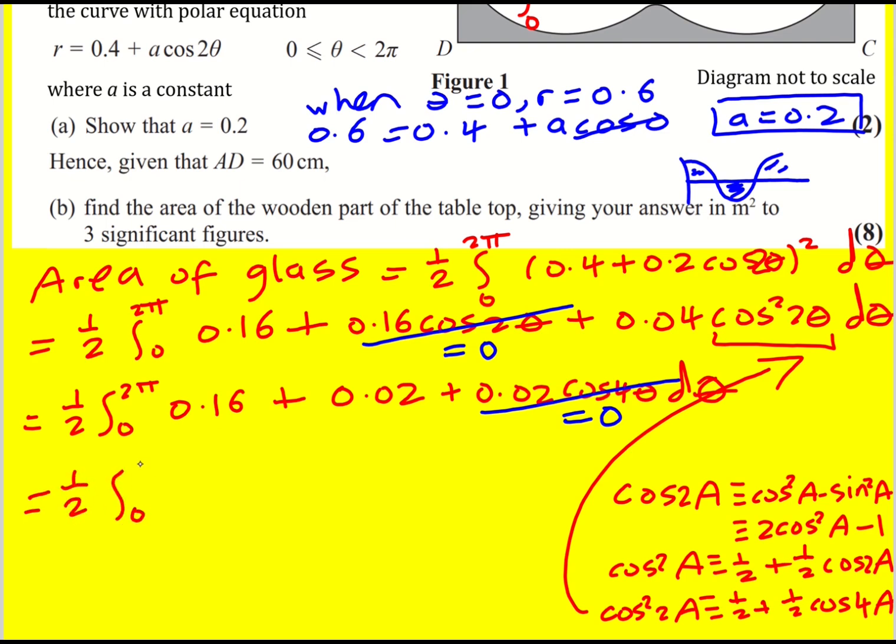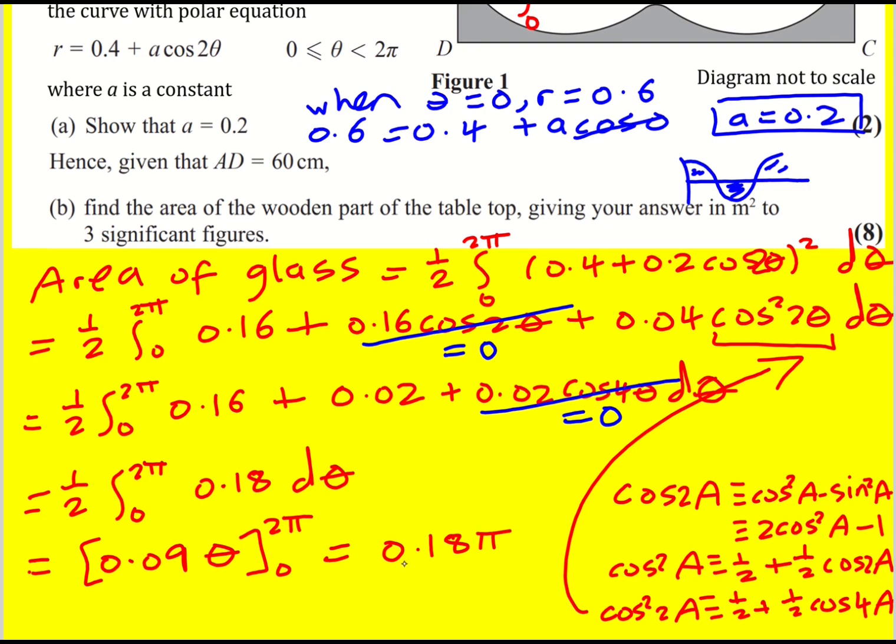It's just the integral of 0.18, which gives, if I times by a half, 0.09 times theta, evaluated between 0 and 2 pi. So we're back to 0.18 pi. I think I wrote it as 9/50, but I'm just going to leave it exact for the moment. So that is the area of the glass.